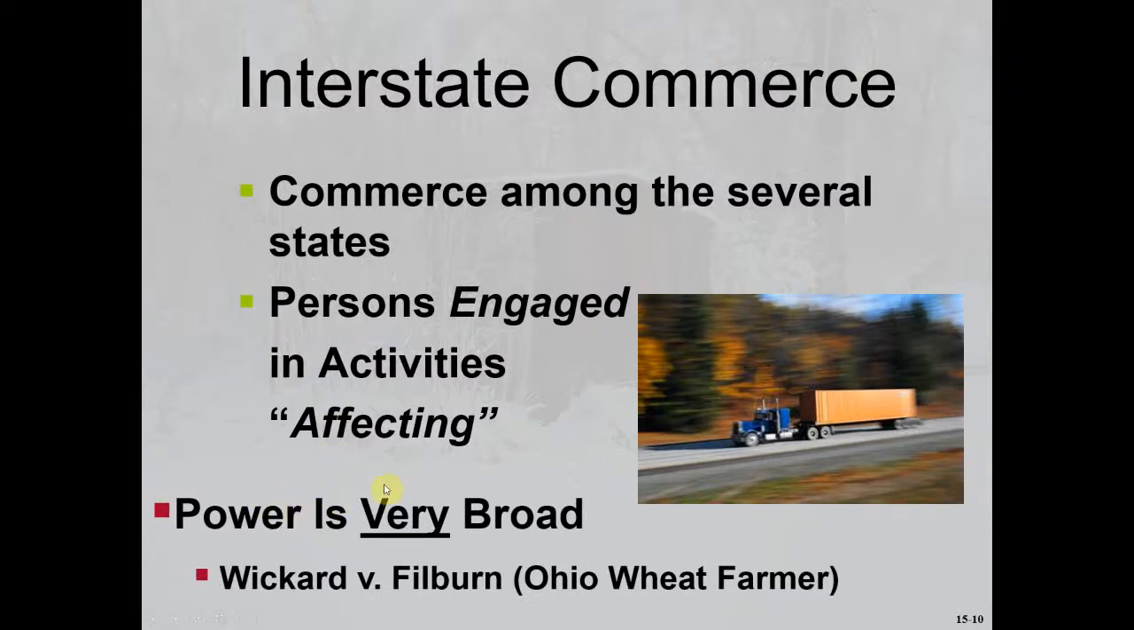And here's the example of the very broad power. This was, I think, back in the 30s, if I'm not mistaken: Wickard versus Filburn. I don't remember which was which. I think Wickard was actually the Ohio wheat farmer. He'd grown some wheat, but he used it entirely on his own farm, as feed for critters and to grind for his own family to consume. Yeah, that was it. He didn't sell any of it.